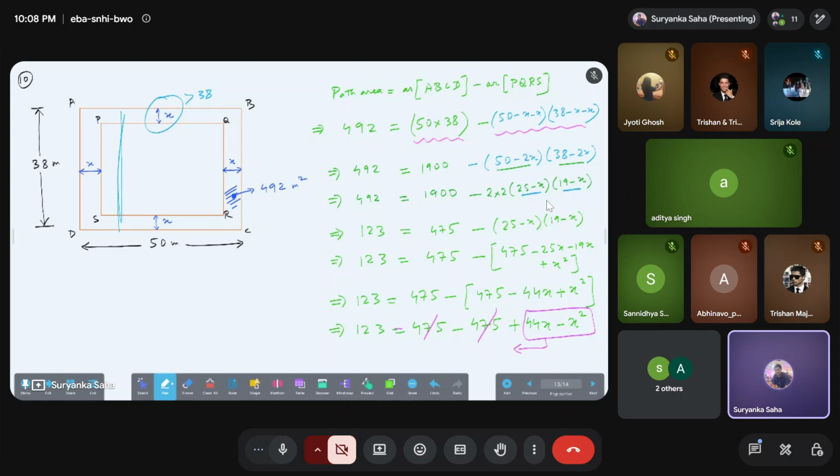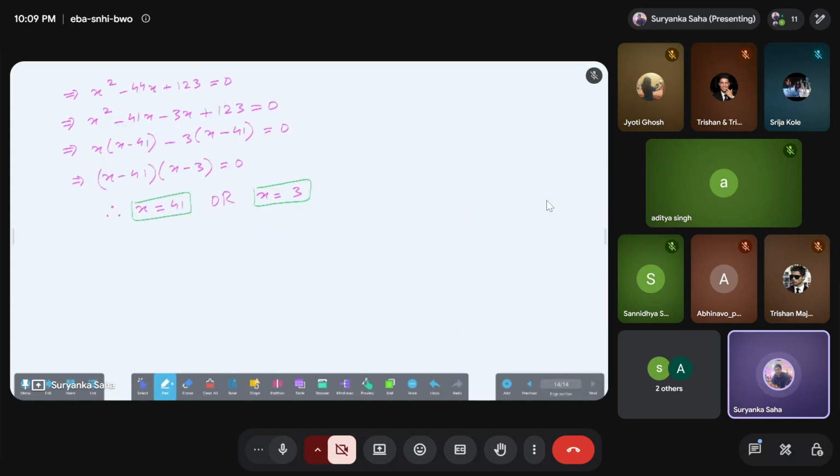Is it okay? So what you will write as answer? You will write that width of path cannot be greater than breadth of field. Now we will write here.